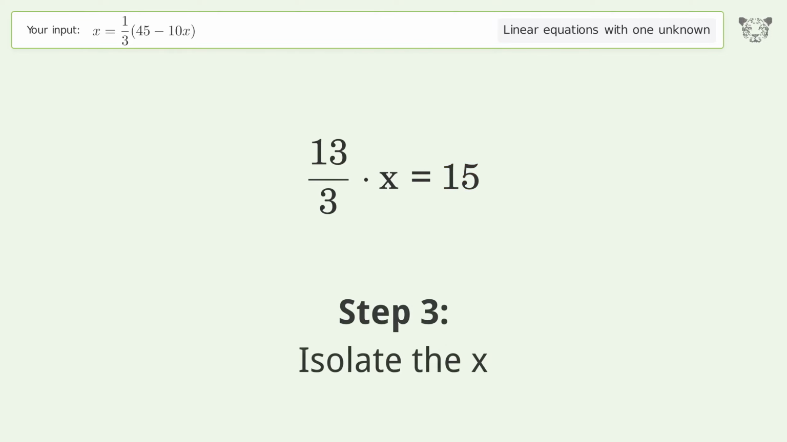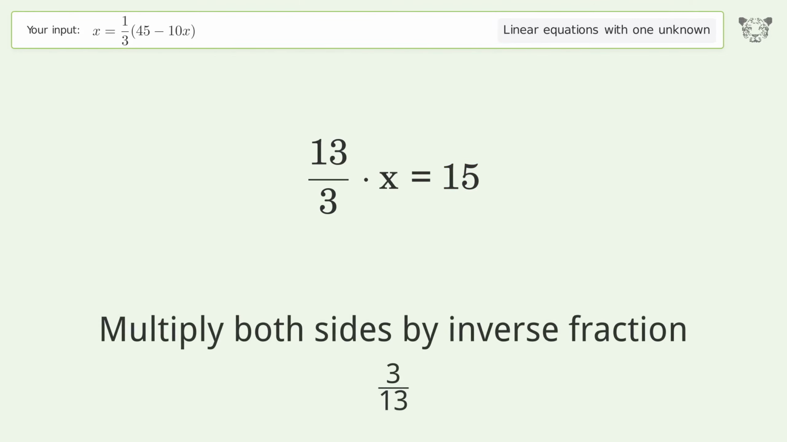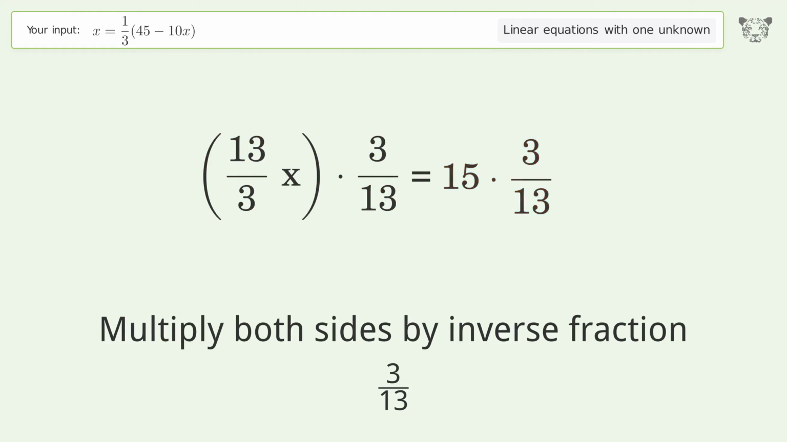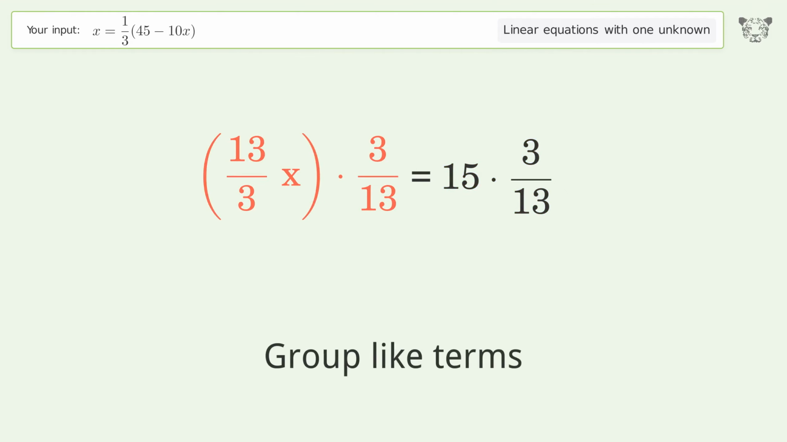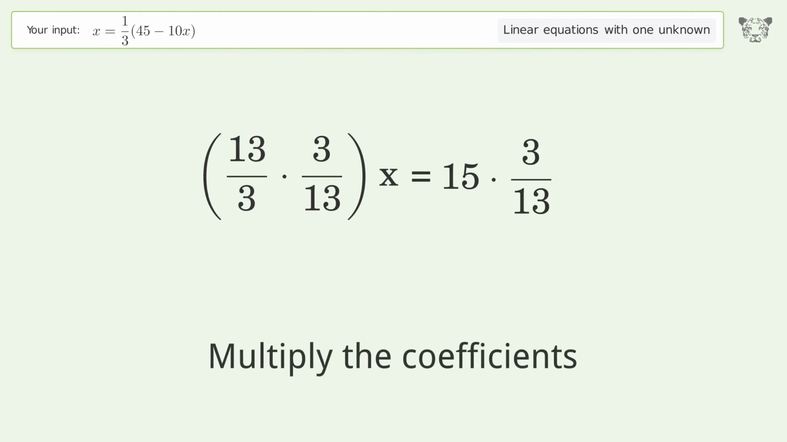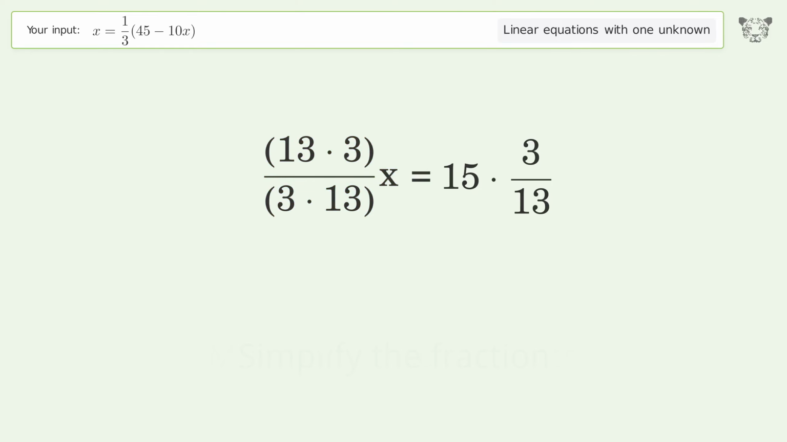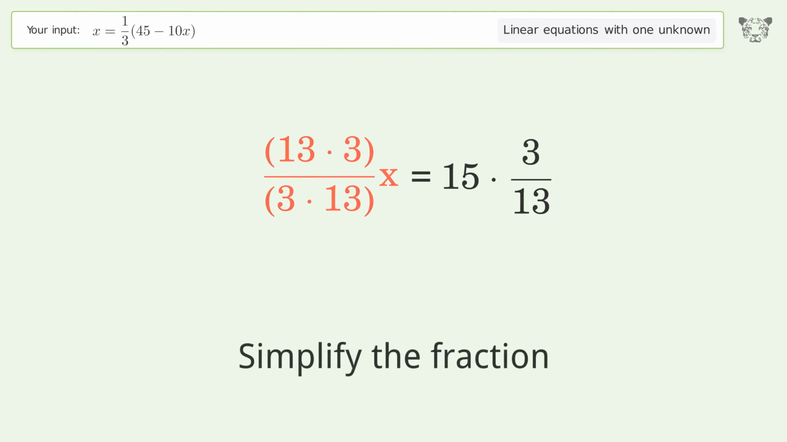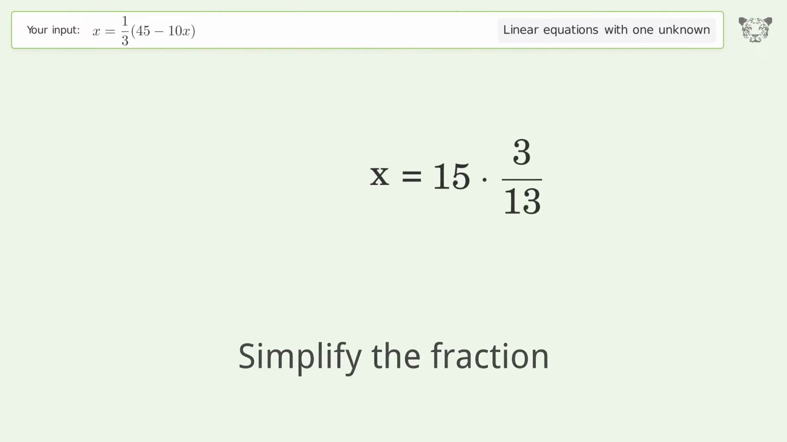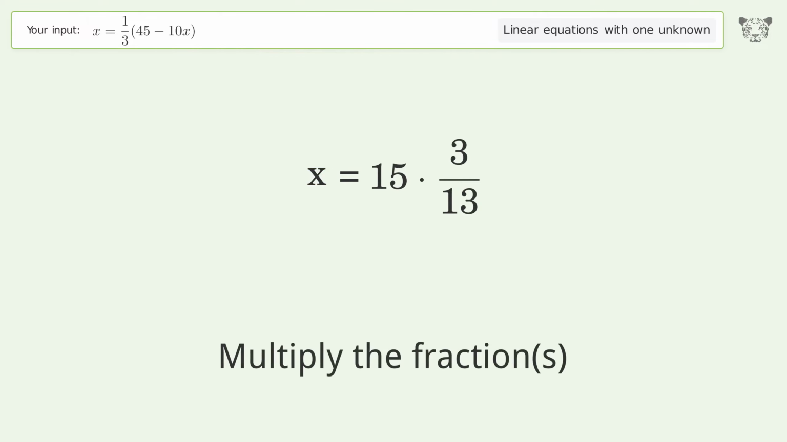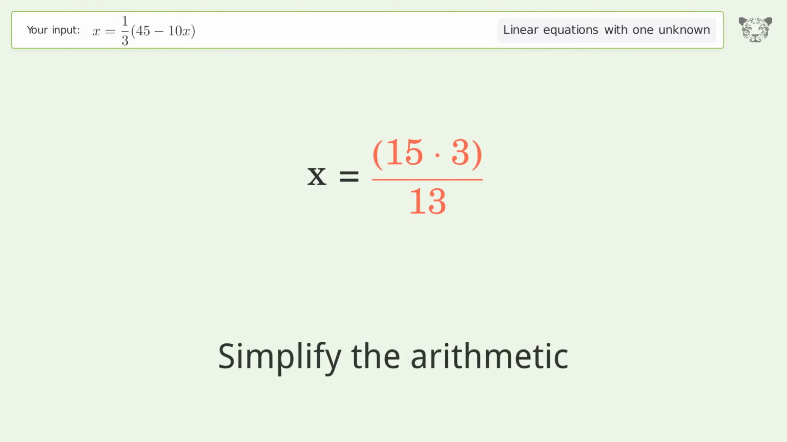Isolate the x. Multiply both sides by inverse fraction 3 over 13. Group like terms. Multiply the coefficients. Simplify the fraction. Multiply the fractions. Simplify the arithmetic.